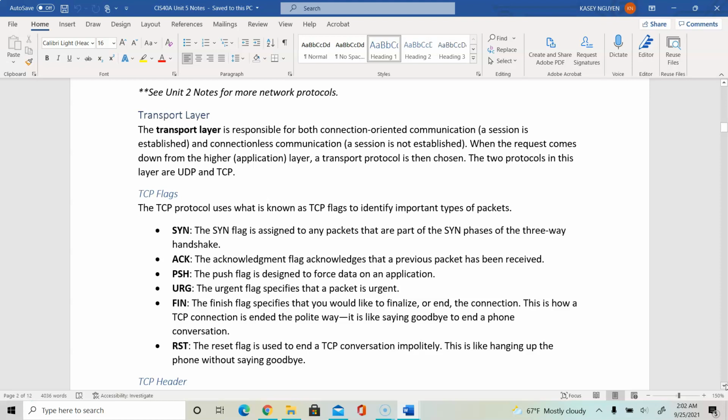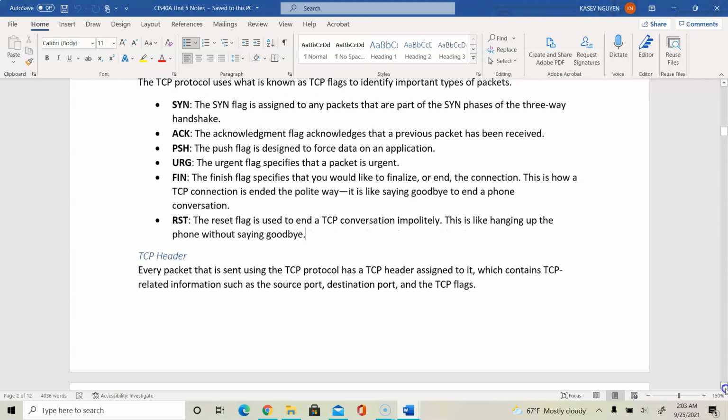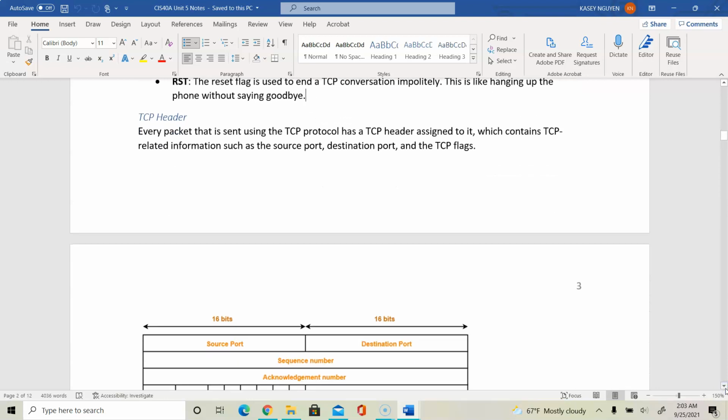The reset flag is used to end a TCP conversation impolitely, where it hangs up without saying goodbye. There is an immediate end instead of an acknowledgement of the end of communication. So reset and FIN accomplish the same thing, but reset doesn't wait for the conversation to be acknowledged as ending. Below this is the TCP header.